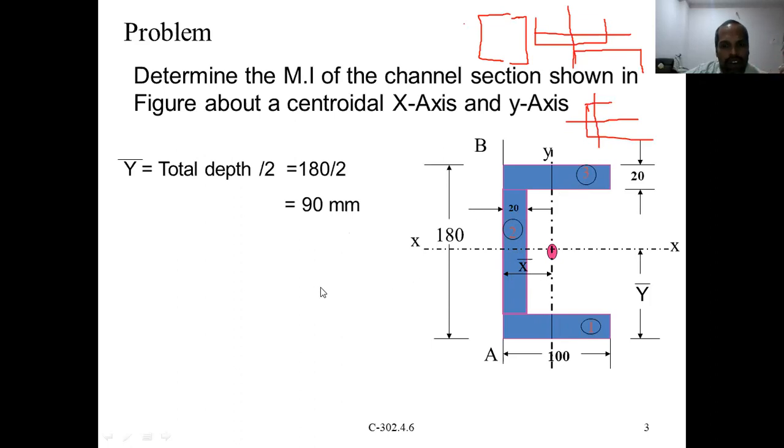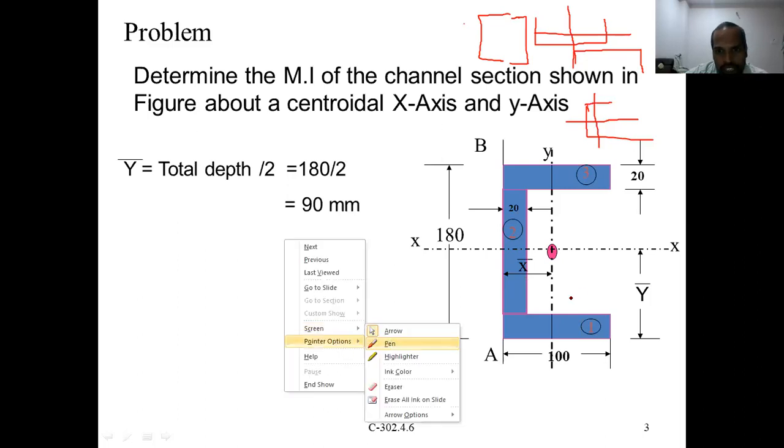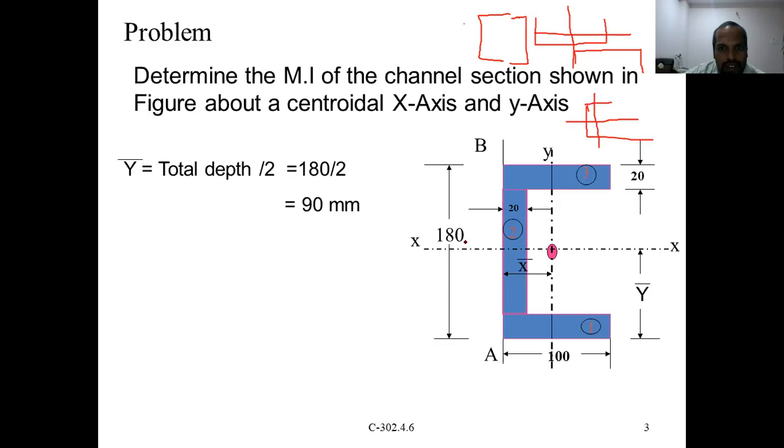The same formula that we have already discussed, right? So x bar is equal to, what is a1? a1 is equal to how much? 100 into 20. This is also 20. This is not given but it is also 20. Being symmetric, this is 20 means this is also 20, and this 100 means this is also 100. No issue, right? So when this 20 and this 20 are there, what about this one? Total is 180. 180 minus 20 minus 20 is nothing but 140. So this is nothing but 140.